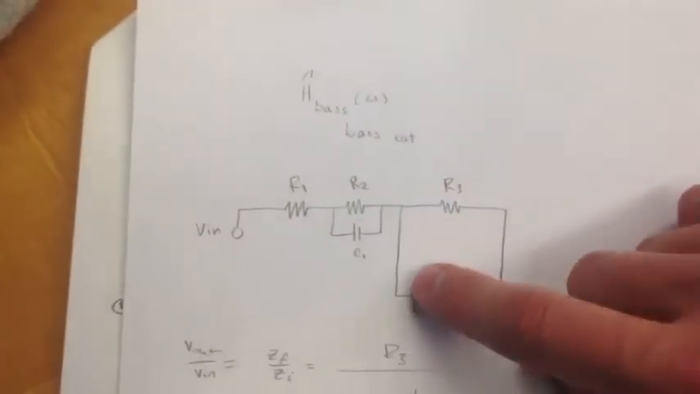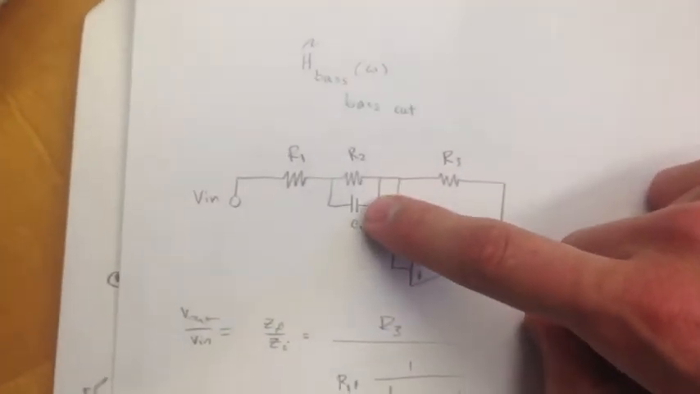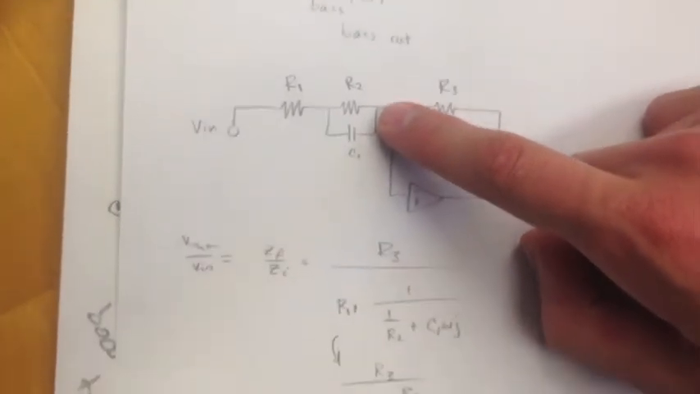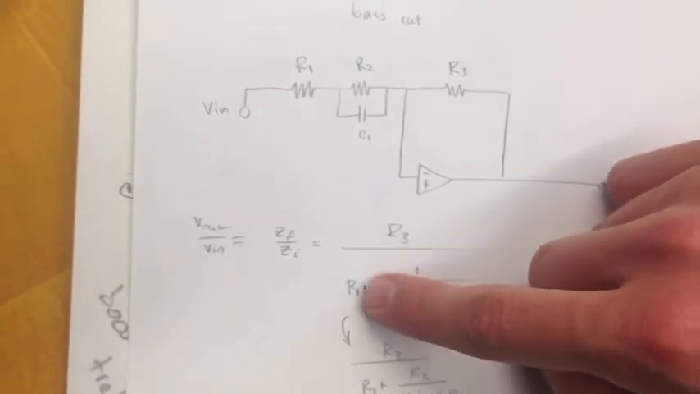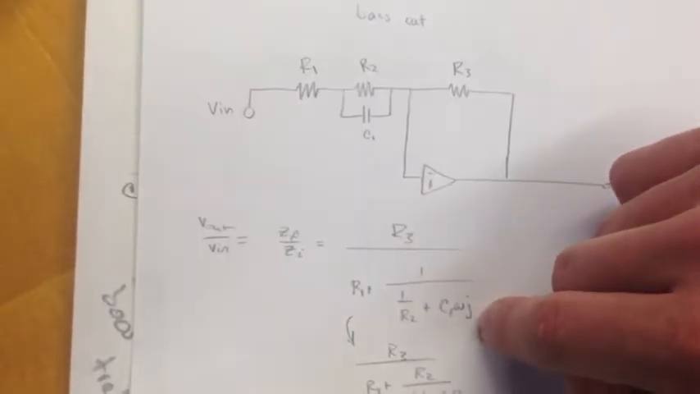And then if we wanted to set bass to full cut, we have all the R2 and the initial impedance. And so ZF over ZI is going to be R3, because that's ZF. And then we have R1 plus 1 over R2 plus C1 omega J. And then very similar stuff here for the treble cases.